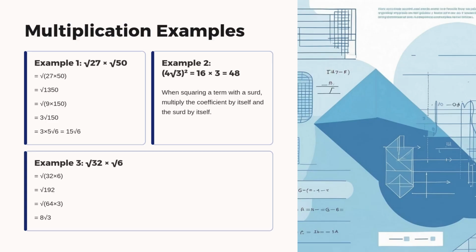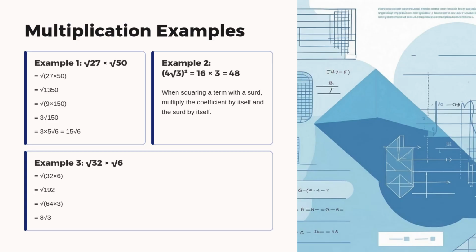Example 2. (4 times the square root of 3) squared equals 16 times 3, which equals 48. This is obtained when squaring a term with a surd: the coefficient is squared, and the surd is squared separately. When squaring a surd, the square root of 3 squared equals 3.